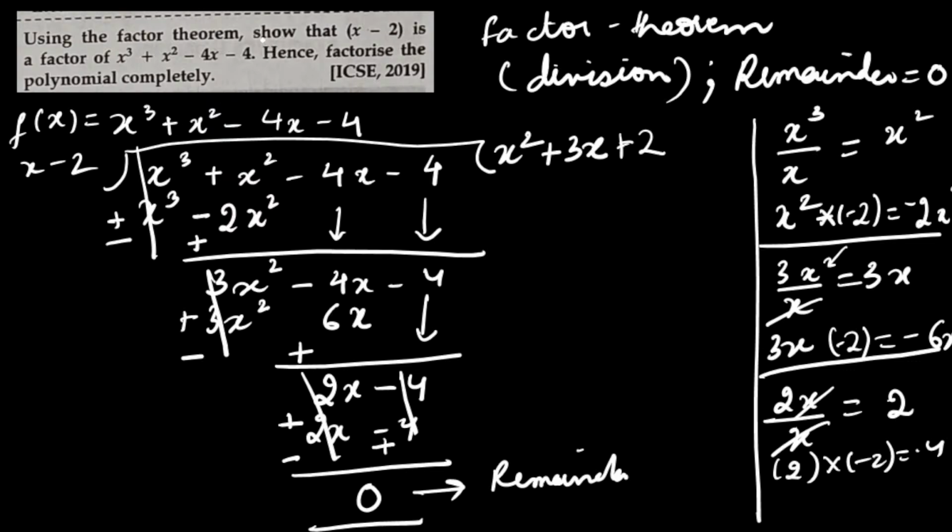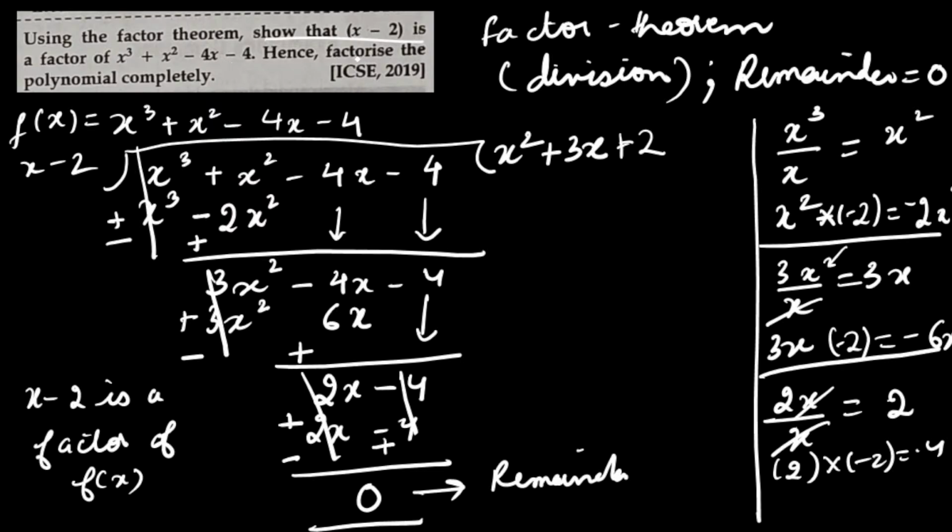Here the first question is: show that it's a factor. Show that it's a factor, that means remainder will be 0. Hence you can write that, hence remainder is 0, that means x minus 2 is a factor of f(x). So you have to write this, because the first part of the question says show that. So here we have shown that it's a factor because we have got remainder equal to 0. First part of the question is done.